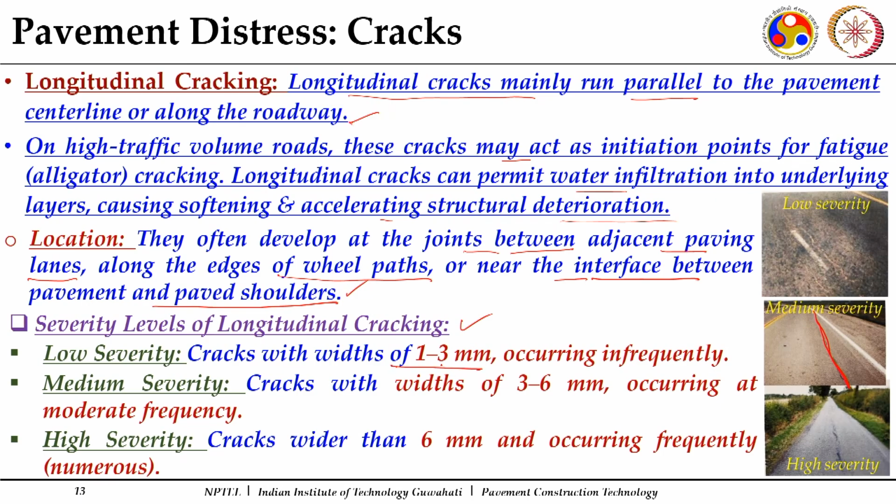Now, how is the severity decided? When the crack width of these longitudinal cracks is in the range of 1 to 3 mm, occurring infrequently, so at some far away locations, we call them low severity cracking. If the width is 3 to 6 mm, occurring at moderate frequency, then it is medium severity. High severity is when the width is more than 6 mm and it occurs very frequently on the surface, then we can call those longitudinal cracks high severity cracks.